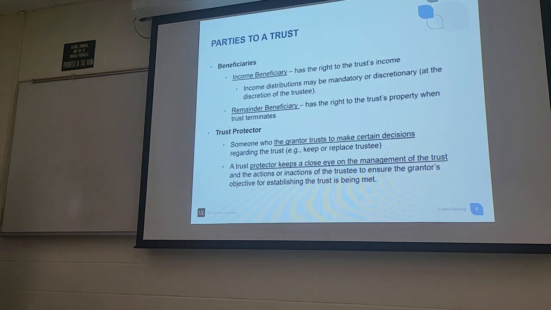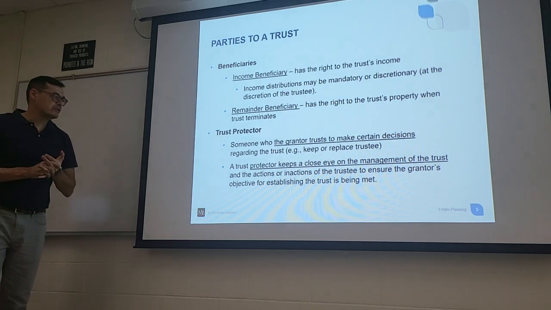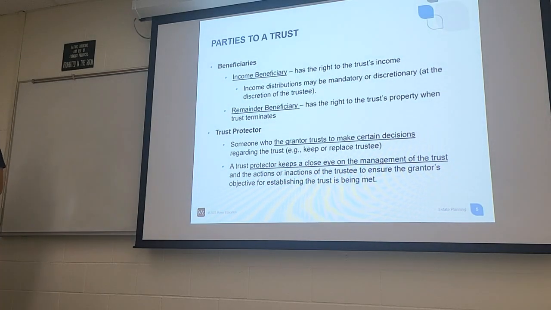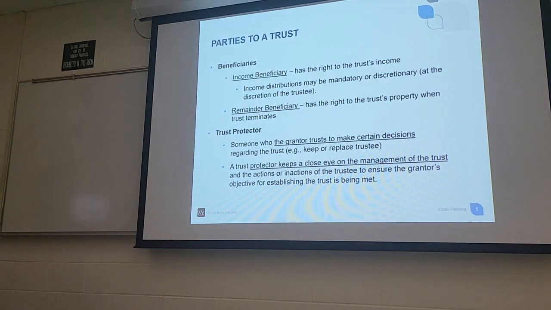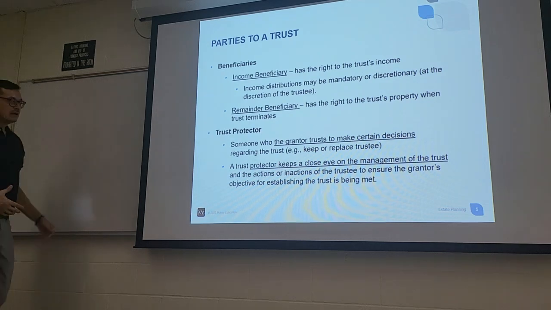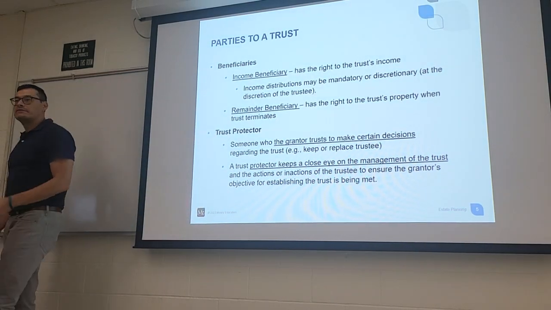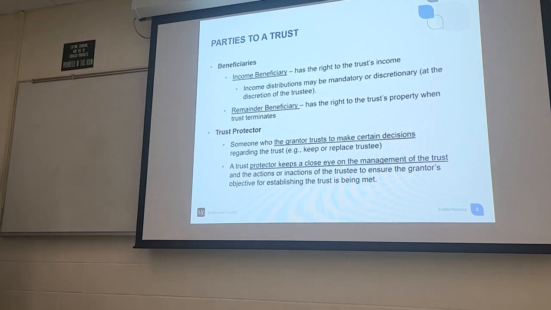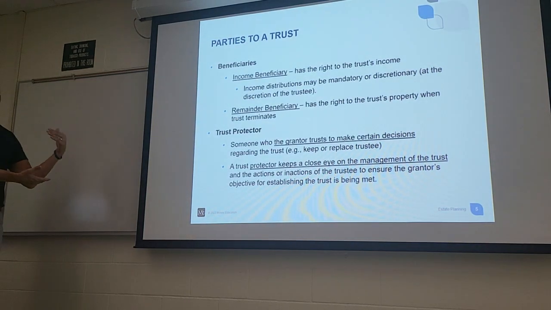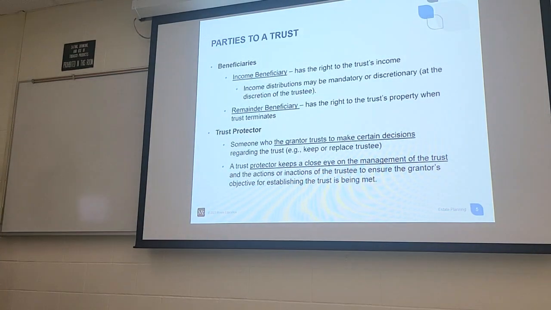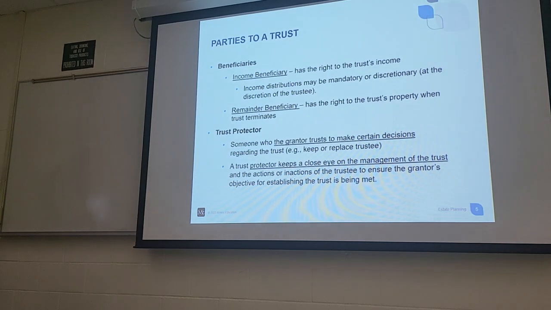Then somebody has to make certain decisions regarding the trust. So you have a trustee, and you'll want to keep your eye on the trustee. You have the trust document, the trustee goes by the trust document, and you have the trust protector who keeps an eye on everything. Behind this guy watches it all.